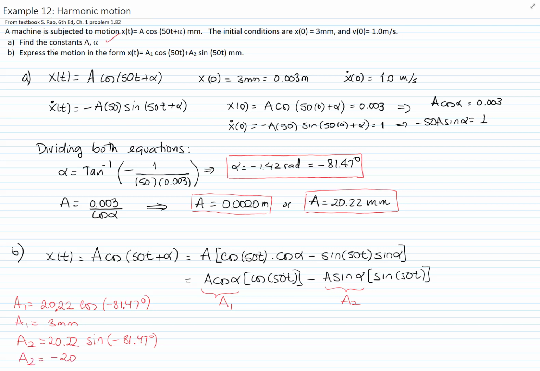Therefore, the result is that the function with respect to time will be 3 cosine of 50t plus 20 sine of 50t, and all that in millimeters.